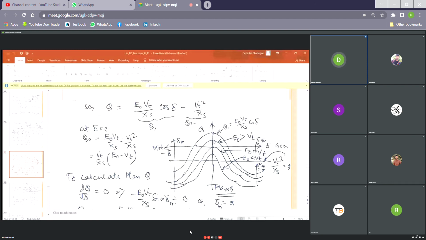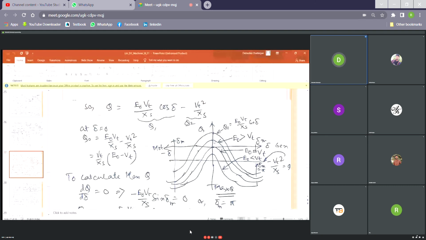Now, if you put at delta equal to pi, maximum power you see, this is minus cos delta, minus cos pi is minus 1. That is minus E0 VT by XS minus VT square by XS. So you get actually the maximum value at delta equal to pi. So at delta equal to 0, it cannot happen because one value is positive, one value is negative. Although mathematically it is coming, but physically at delta equal to 0, you don't get the maximum magnitude of power. It gives you the minima actually.